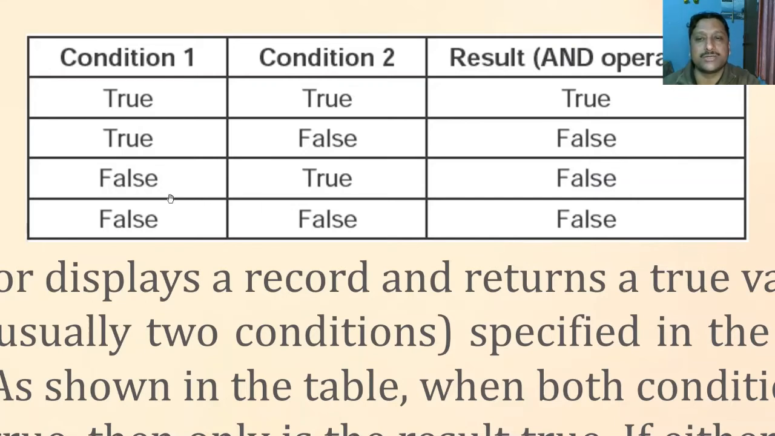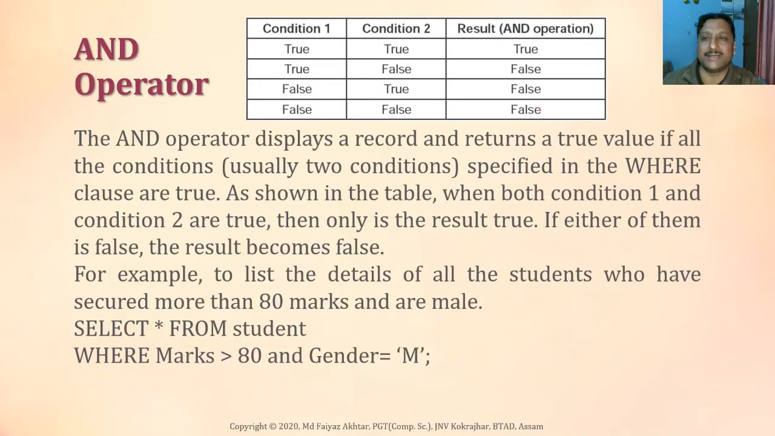If first condition is true and other condition is false, then no rows will be selected. If first condition is false, second condition is true, then no rows will be selected. If both are false, no rows will be selected. So in the AND operation, where both conditions are fulfilled, only then that row will be selected. The AND operator displays a record and returns a true value if the conditions, usually two conditions, specified in the where clause are true. Both conditions are true, then only the record will be returned. Okay.